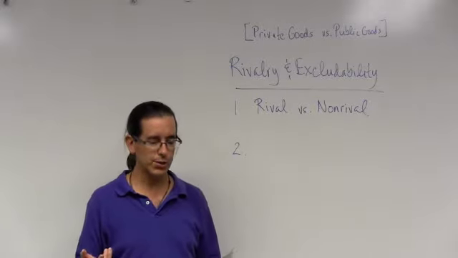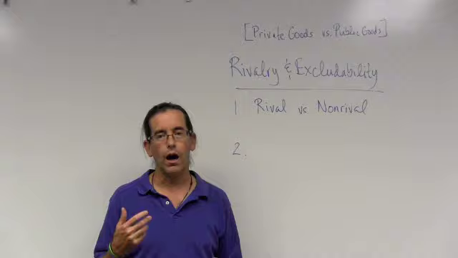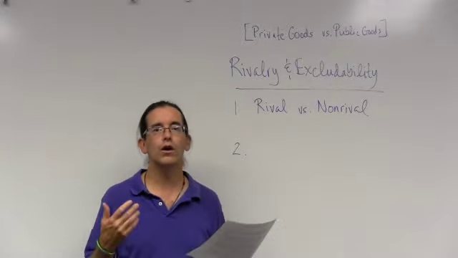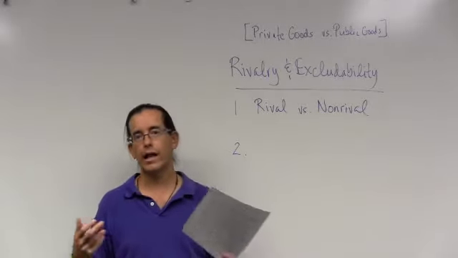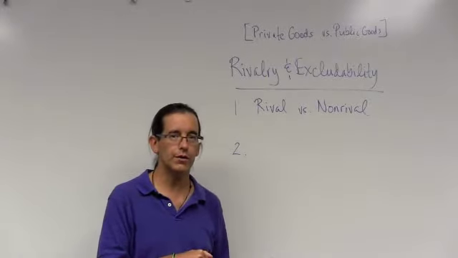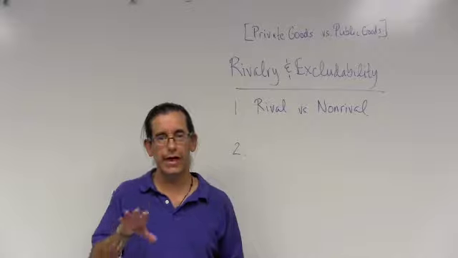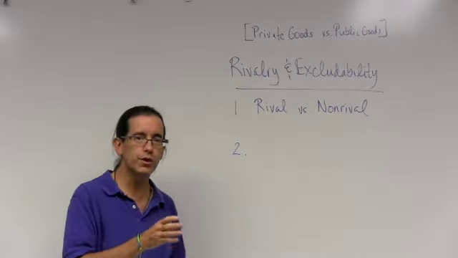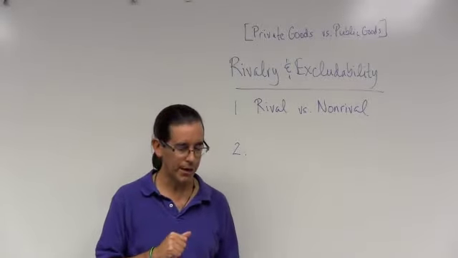So most goods that you normally think of are tangible in nature, like an apple or a car. Those are rival goods. While I physically drive the car, or while I physically eat the apple, no one else can drive that same car at the same time or eat that same apple at the same time. So that's the idea of rivalry. If one person is consuming or using the good, no one else can do it at the same time.